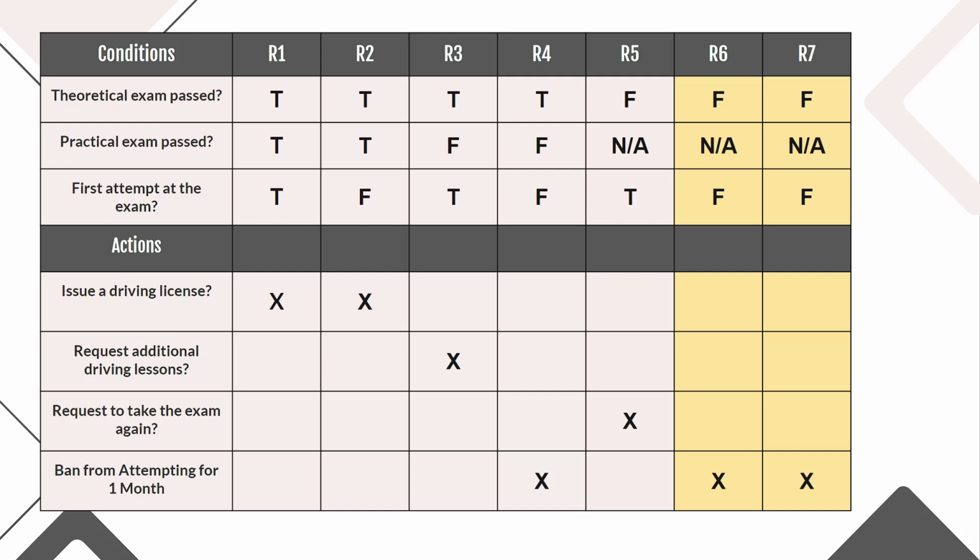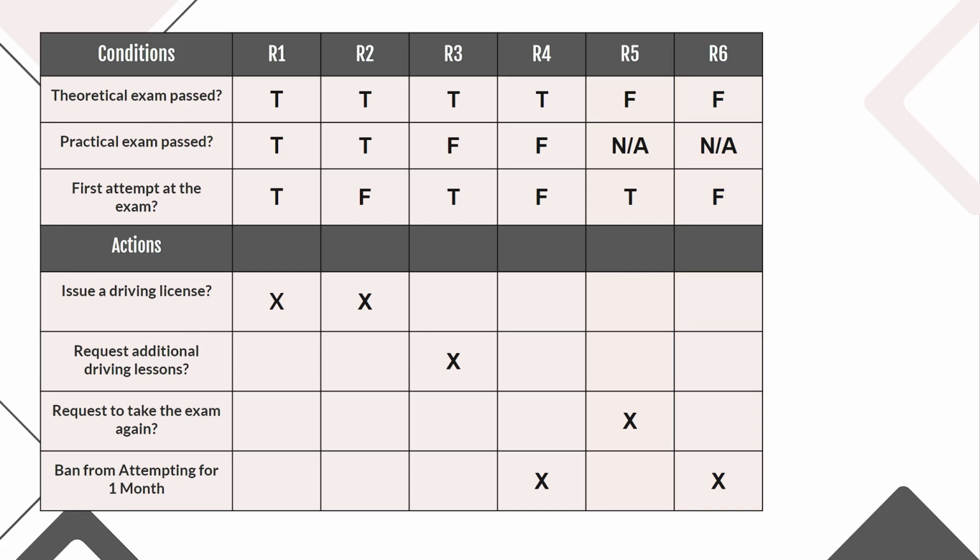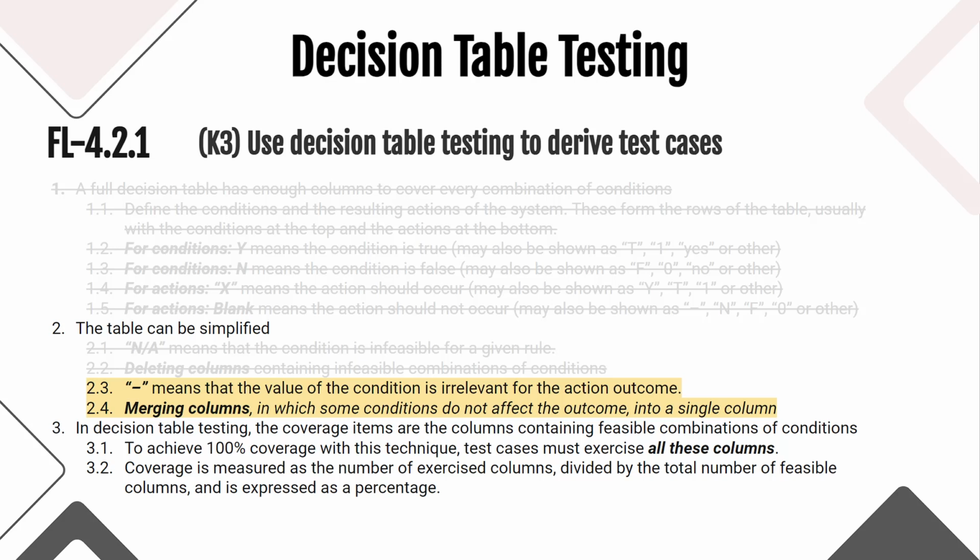If the theoretical exam is failed and it was not the first attempt, then the candidate is banned for 1 month. One of these columns can be deleted. This is not an ideal example of deletion because there are rules that would delete all columns in general, but we wanted to show you that there is no need to rush to delete. First, you should mark the columns as NA. Thus, we have only 6 columns left, which significantly reduces the number of tests required for 100% test coverage. Let's move to the next step.